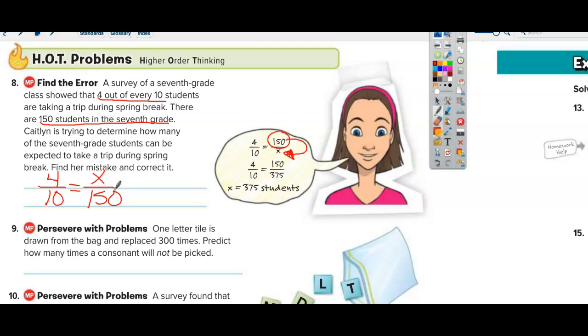So could I solve to figure out how many students though? Yes. Megan, how did you do that? You did 150 times 4 and then divided by 10? Yeah. And you got X equals 60 students.